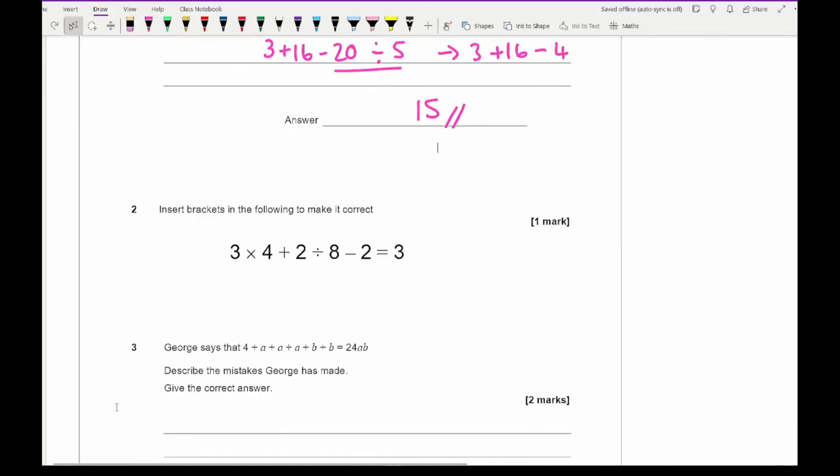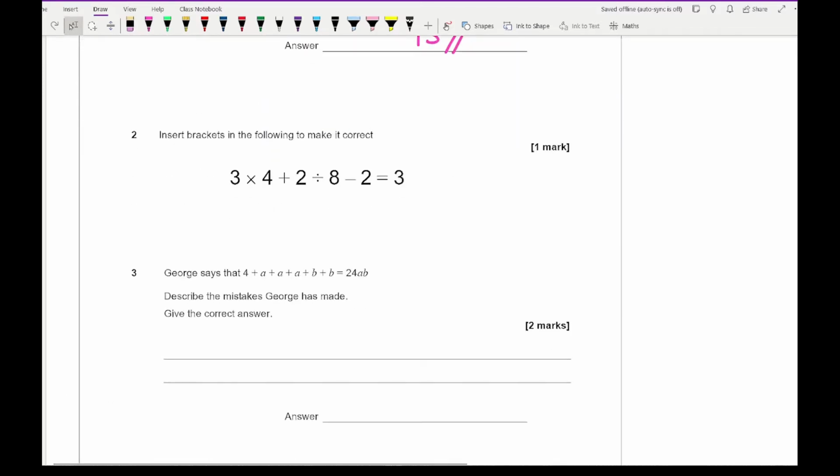Question 2 then says insert brackets in the following to make it correct, and we need to put our brackets around the 4 and the 2 and another set around 8 and the minus 2.